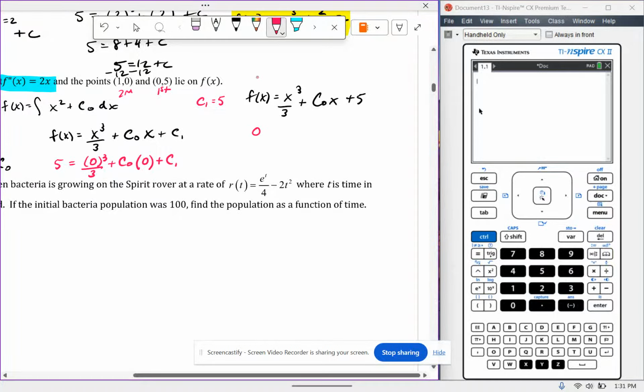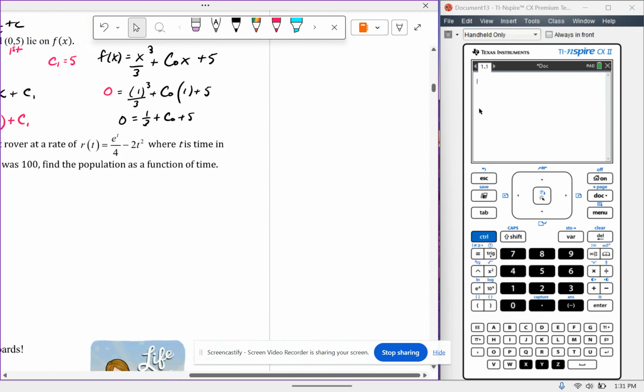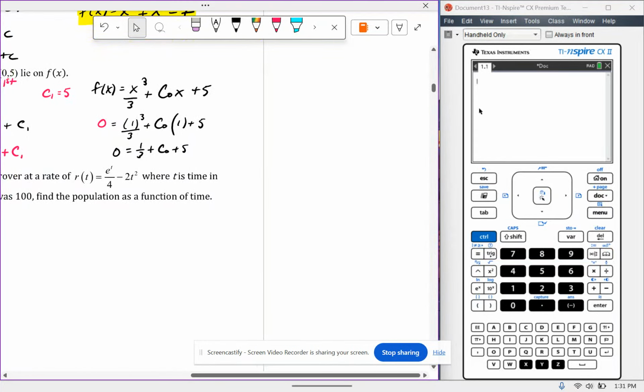All right, so I got 0 equals 1 to the third over 3 plus C0 times 1 plus 5. 0 equals 1/3 plus C0 plus 5. All right, let's combine the 5 and the 1/3. So if I put them in terms of thirds, I would have 15 over 3 plus 1 more gives me 16 over 3, right? So I've got 0 equals 16 over 3 plus C0. I'm going to move the 16 over 3 over. And I now have C0 is negative 16 over 3.